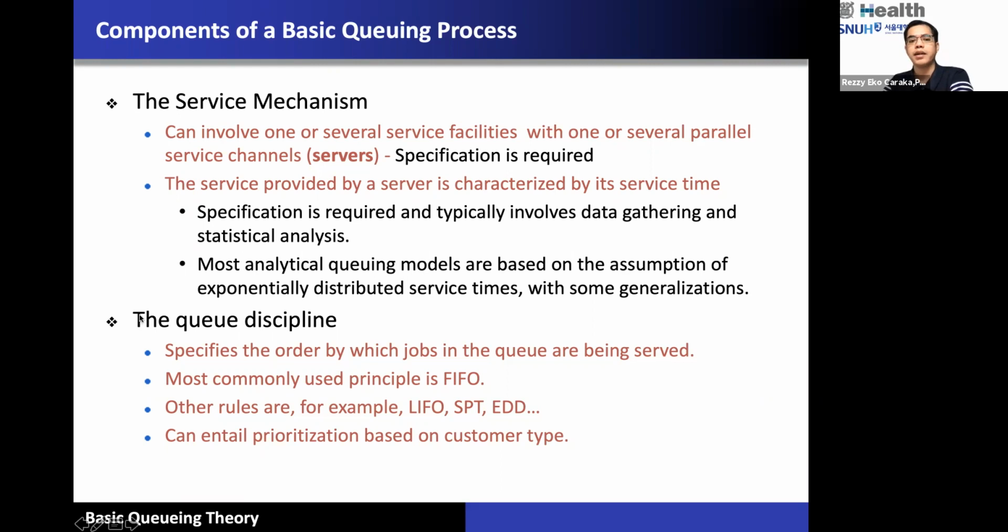And the required discipline specifies the order by which jobs in the queue are being served. Most commonly and simply it is FIFO, first in, first out. But there are other rules, such as LIFO, SPT, and EDD. Later, you may want to look in Google Scholar for the applications of these example disciplines, LIFO, SPT, and EDD. They can also entail prioritization based on the customer's type. So this is about the queue discipline.